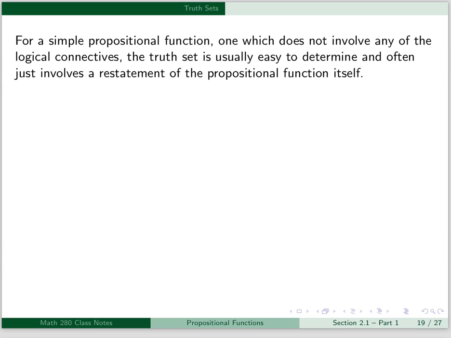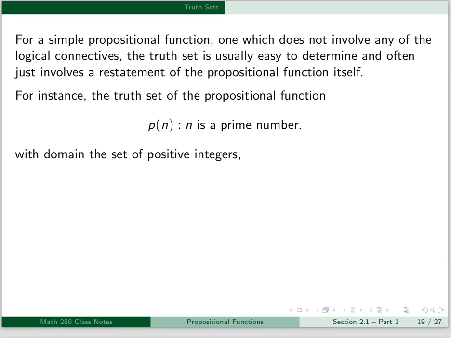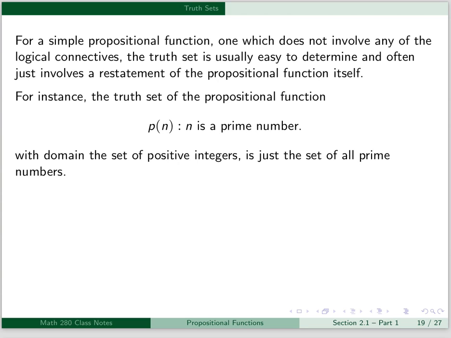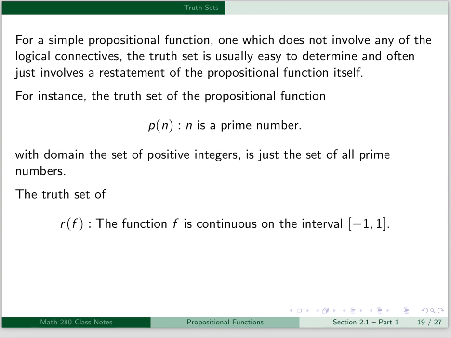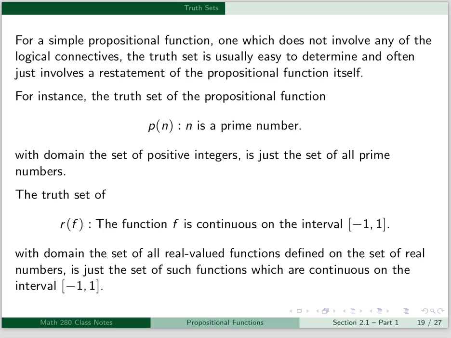For a simple propositional function, one which does not involve any of the logical connectives, the truth set is usually easy to determine and often just involves a restatement of the propositional function itself. For instance, the truth set of the propositional function p of n, n is a prime number, with domain the set of positive integers, is just the set of all prime numbers. The truth set of r of f, the function f is continuous on the interval -1 to 1, with domain the set of all real-valued functions defined on the set of real numbers, is just the set of such functions which are continuous on the interval -1 to 1.